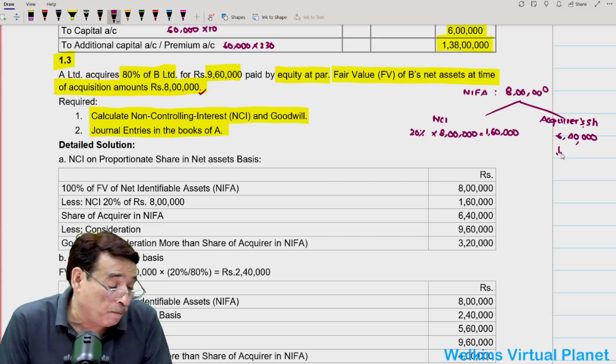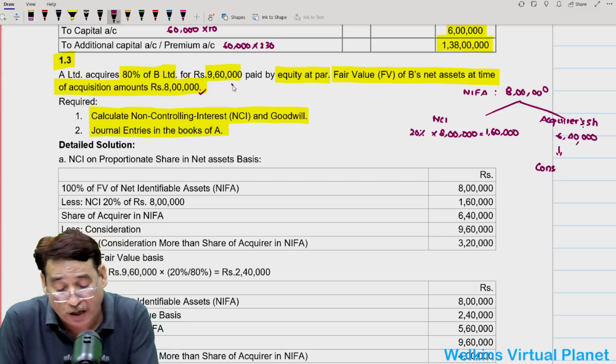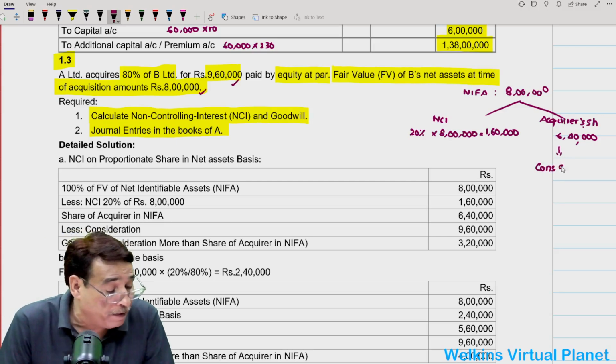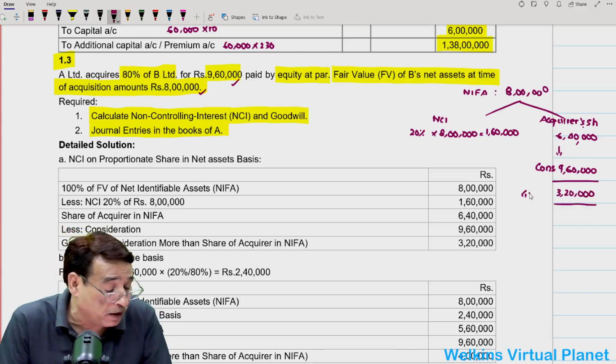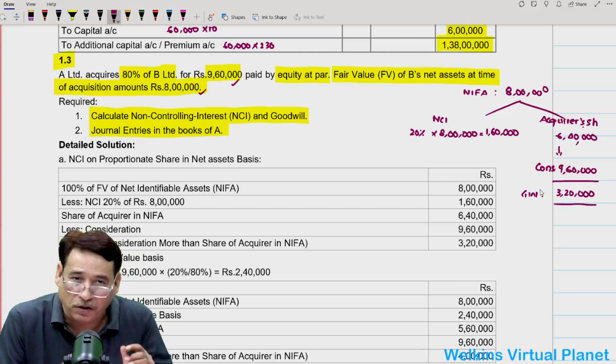Now we have to compare it with the amount of consideration. Consideration is given to you as 9,60,000. So 9,60,000 worth of consideration I have paid. The balancing figure which I am going to get is equal to 3,20,000. Correct? So 3,20,000 will be my goodwill because consideration exceeds the share of net assets. Is it clear to you or not?